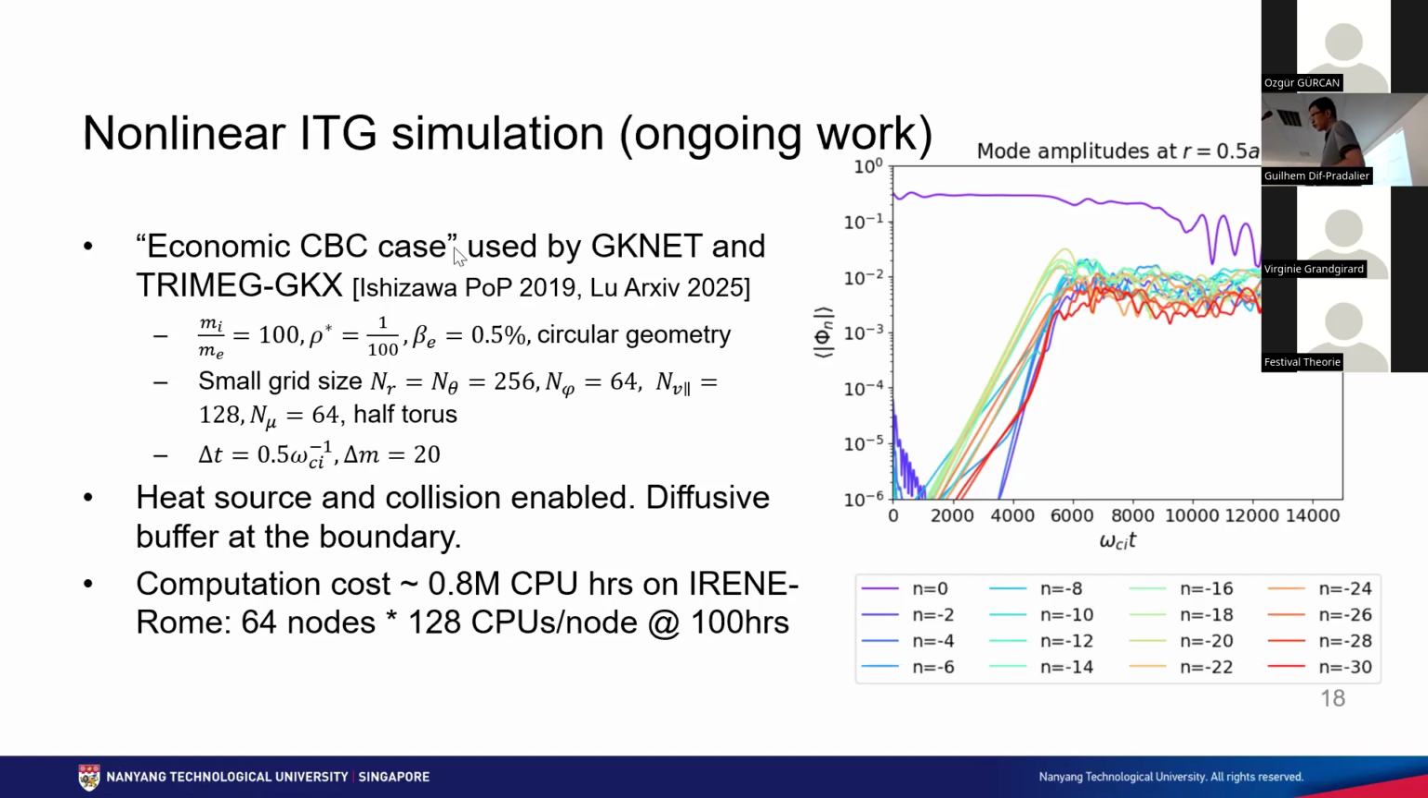The beta we have chosen is 0.5%, circular geometry. The grid size here is pretty small for GISELA, because GISELA used to run with 512 or 1024. But this is relatively small just for testing. And the time step here is pretty small as well, and this has some subtlety to do with the CFL condition of the algorithm. But basically, we're taking a relatively small time step, just to let you know.